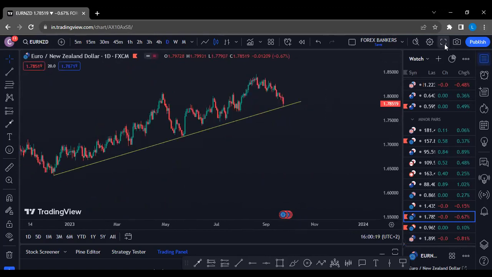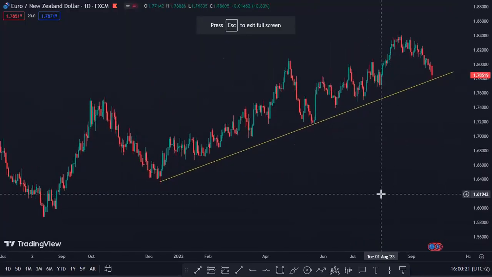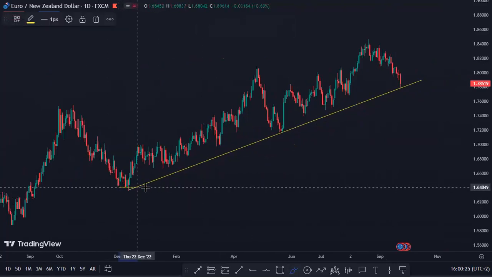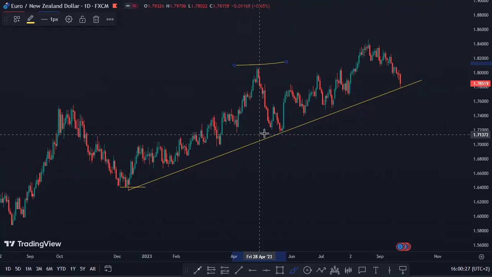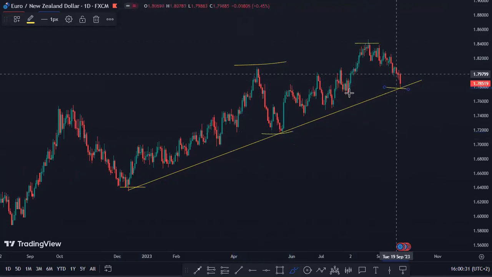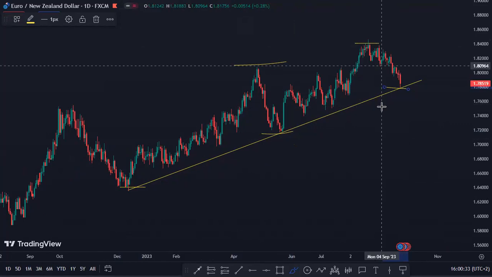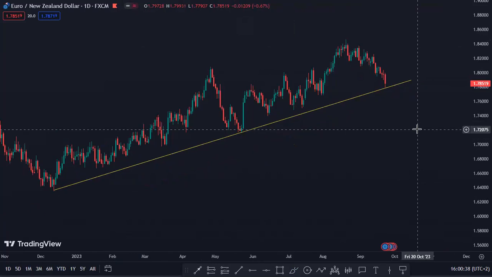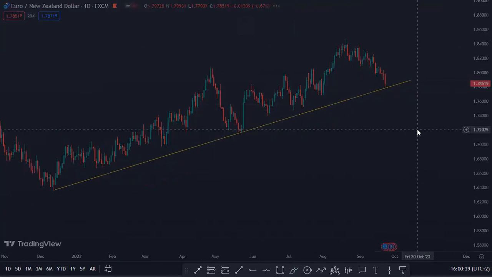Okay, guys, okay. So with this pair, guys, you can simply see the market is trending up. Why? Because we have this low and then higher high, higher low, higher high, higher low. And now the market is currently on the third touch of the trend line. So let me go on a 4-hour time frame to see what's going on there.